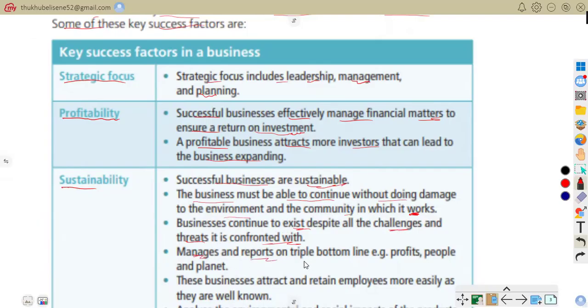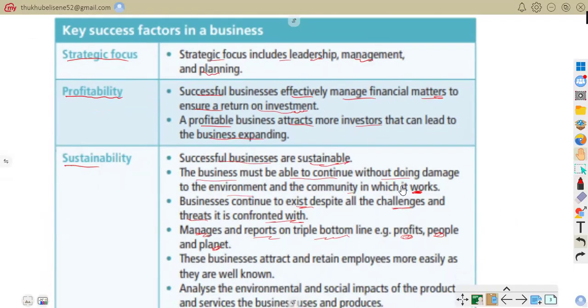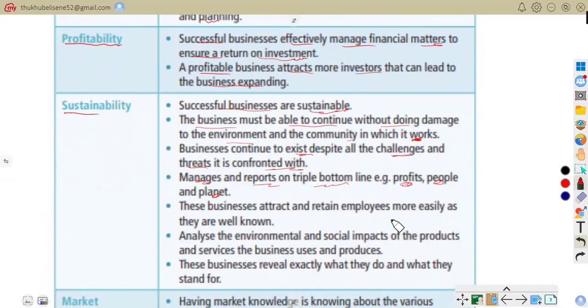Manages and reports on triple bottom line. That is when you hear about profit, when you hear about people, as well as planet. Also, these businesses attract and retain employees more easily as they are well known. Analyze the environmental and social impacts of the products and services the business uses and produces. This business reveals exactly what they do and what they stand for. That is when you think about sustainability.